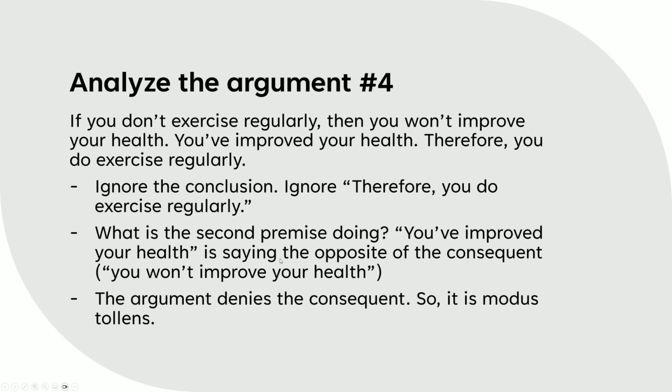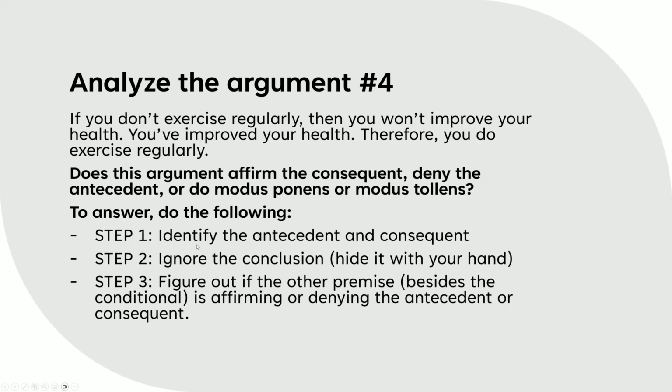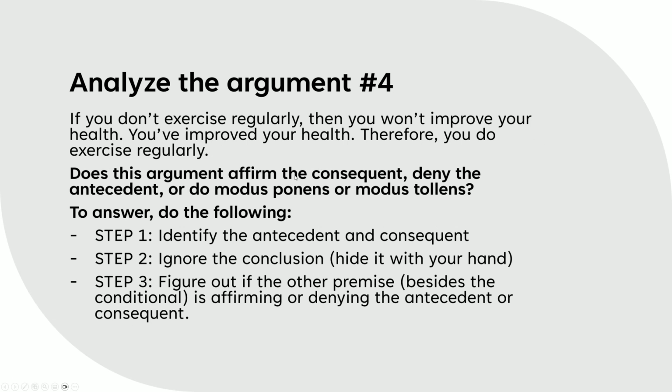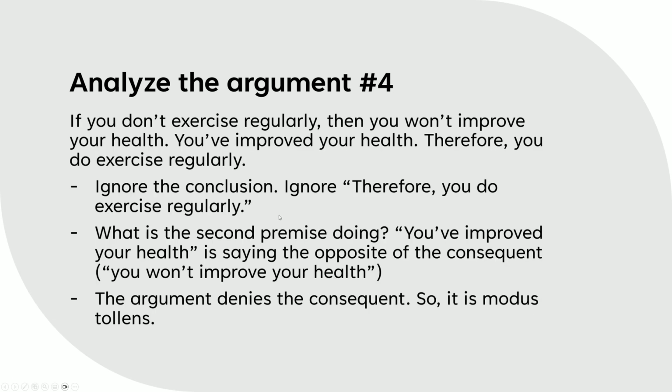I'm doing a truncated version of the step-by-step, right? Normally the first step is identifying the antecedent and consequent, but here I'm going to do a quicker version of that, okay? So I'm just going to start by ignoring the conclusion. Therefore, you do exercise regularly, just ignore that. I look at the second premise and I try to figure out what is it doing? You've improved your health. Okay, well, it seems to be saying the opposite of the consequent. The consequent says you won't improve your health. The second premise is saying you've improved your health. So it's basically saying the opposite of the consequent.